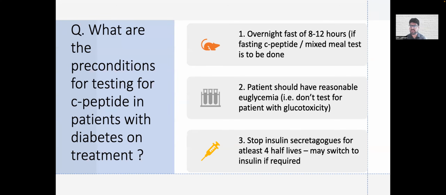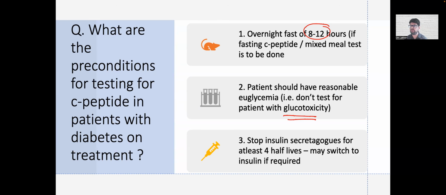Okay, so what are the conditions you should consider while testing for C-peptide? Now, if you're doing a fasting C-peptide or a mixed meal stimulation test, the patient needs to have at least 8 to 12 hours of overnight fast. The patient should have reasonable euglycemia. I'll tell this point again at a later time, but the point is that you should not measure C-peptide when the patient is in a state of glucotoxicity.